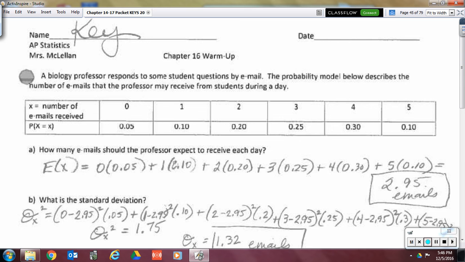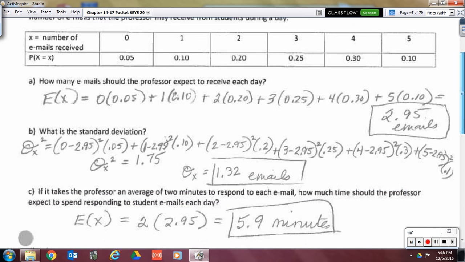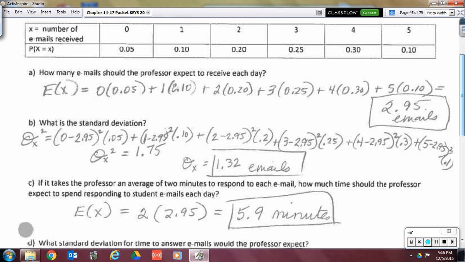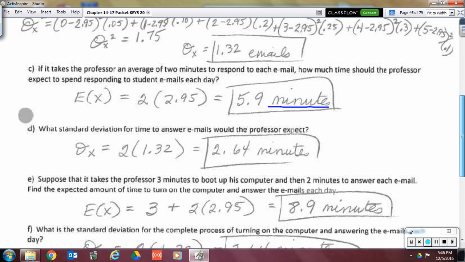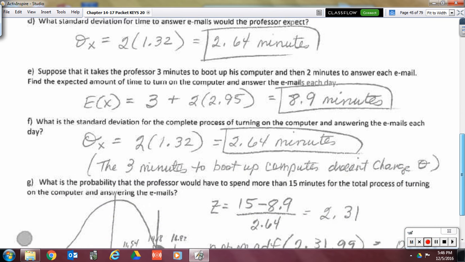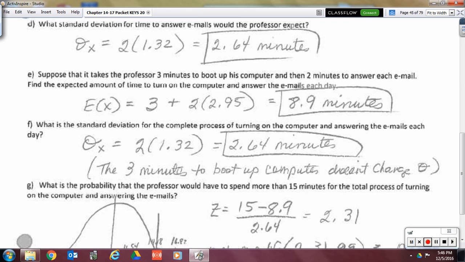Okay, here are the quick answers to your Chapter 16 warm-up to do a self-check. A is 2.95 emails. B is a standard deviation of 1.32 emails. Part C is going through the transformation of it taking 2 minutes per email. So I'm going from emails into minutes. I'm multiplying by 2. That means the mean gets multiplied by 2 and the standard deviation gets multiplied by 2. So both C and D are multiplied by 2. All right, E is going through the transformation of 3 minutes to boot up the computer plus the 2 minutes per email.